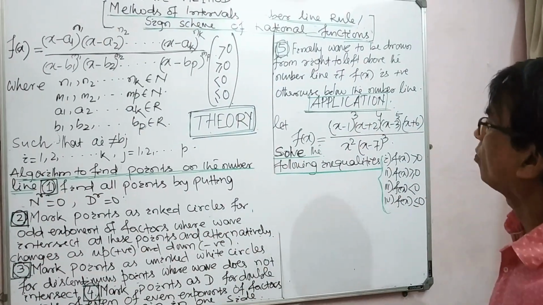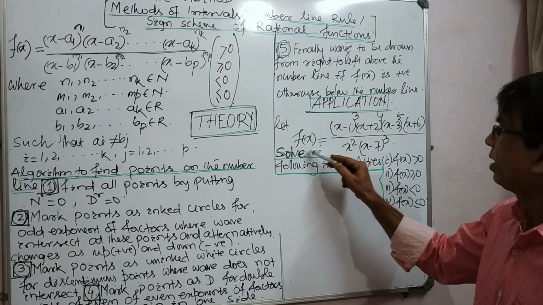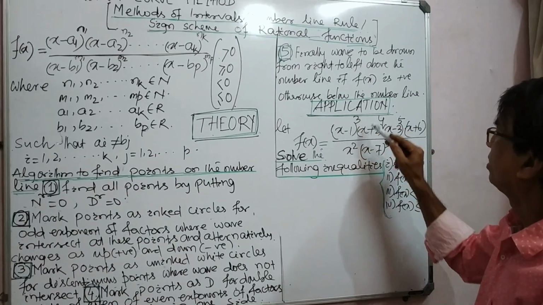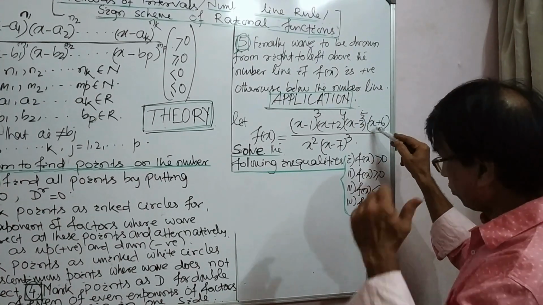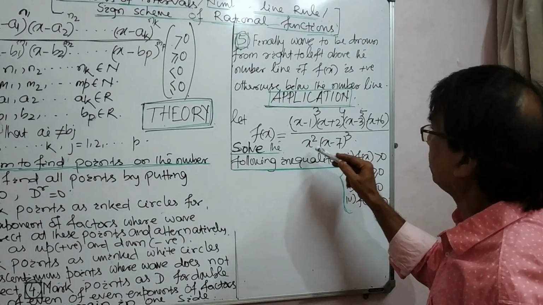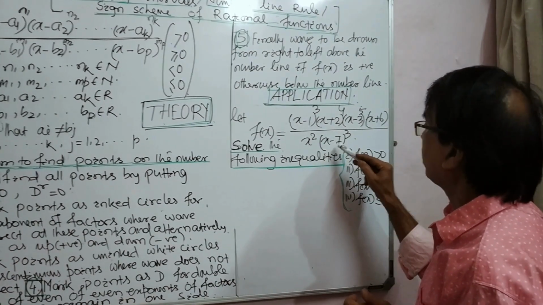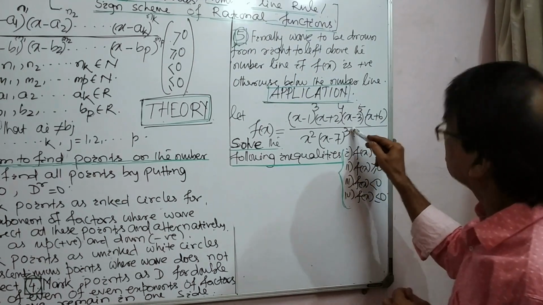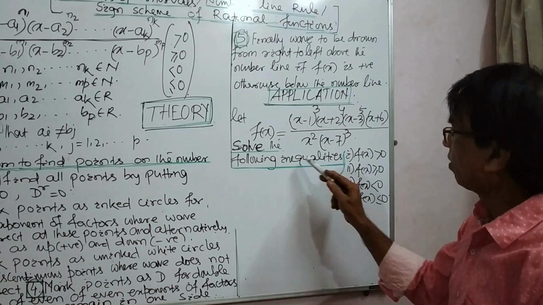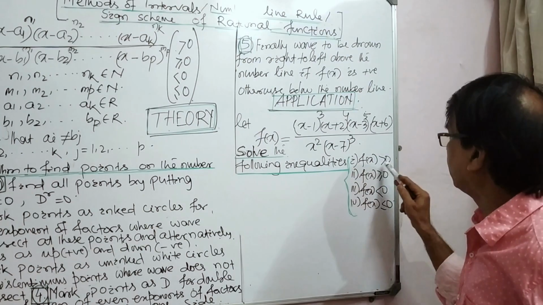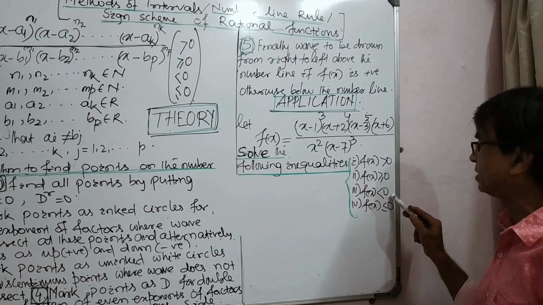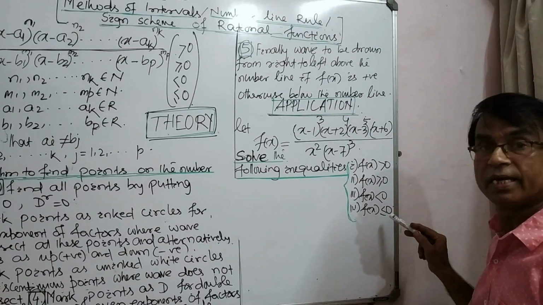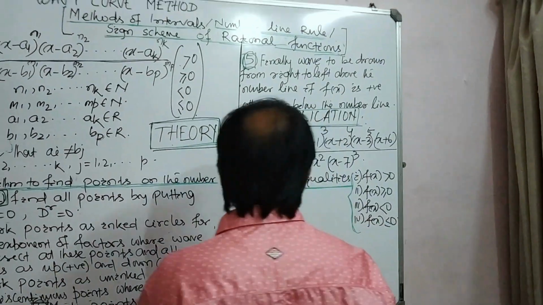Now we will come to a problem. f(x) is equal to (x minus 1) to the power 3, (x plus 2) to the power 4, (x minus 3) to the power 5 into (x plus 6), divided by x square into (x minus 7) to the power 3. Solve the following inequalities: f(x) greater than 0, f(x) greater than or equal to 0, f(x) less than 0, and f(x) less than or equal to 0. But how will we do this?